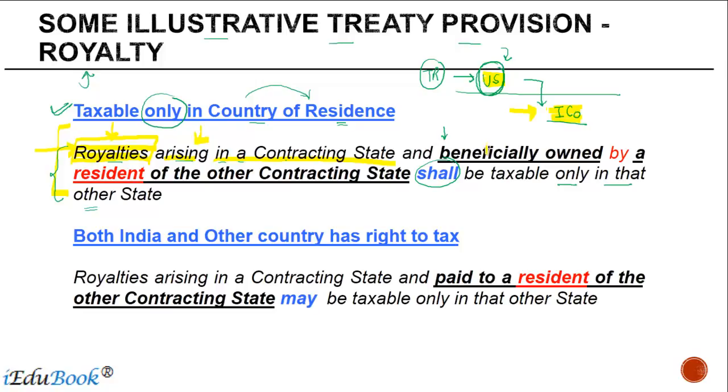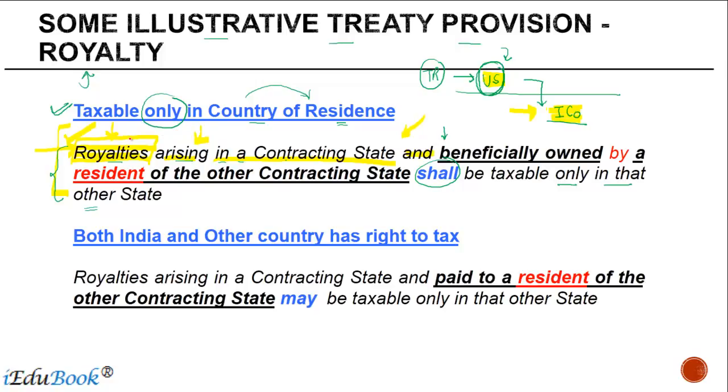If that is not given, then the general rules relating to accrual or arising would apply. One can also refer to the meaning given in section 9(1)(vi) or 9(1)(vii), depending on whether you are looking at royalty or FTS, to see when would the royalty or FTS be deemed to be accruing or arising in India.